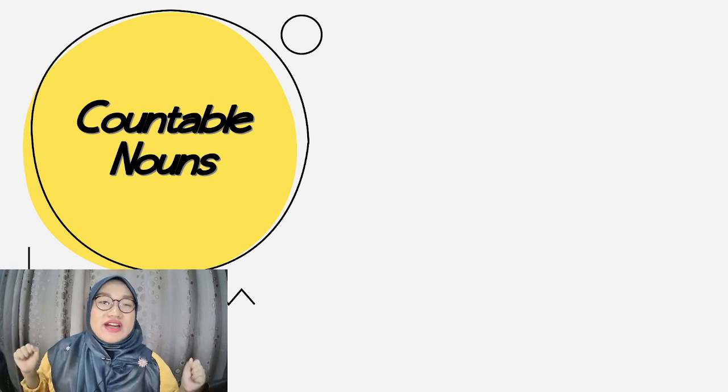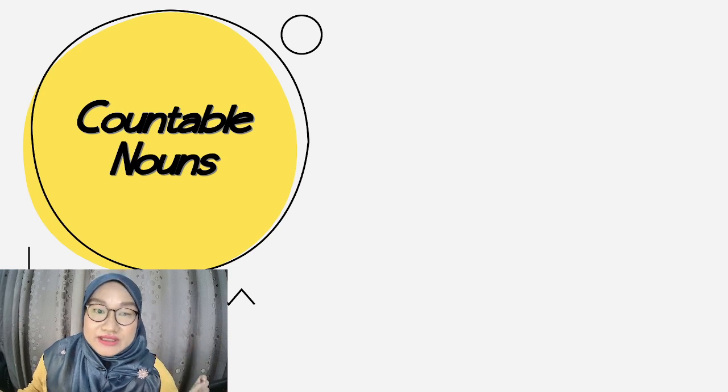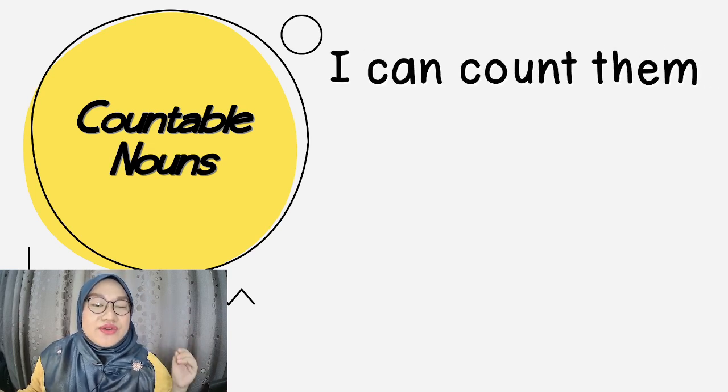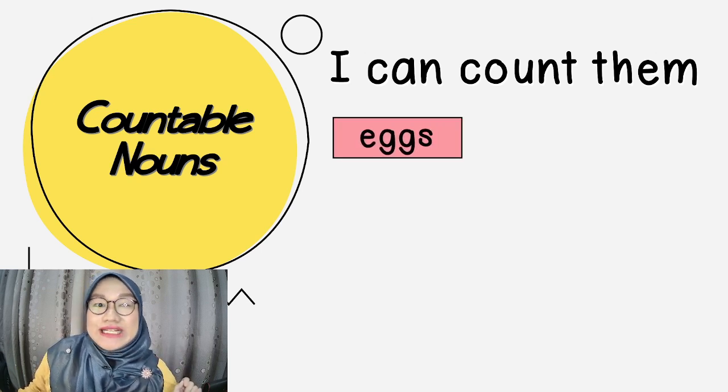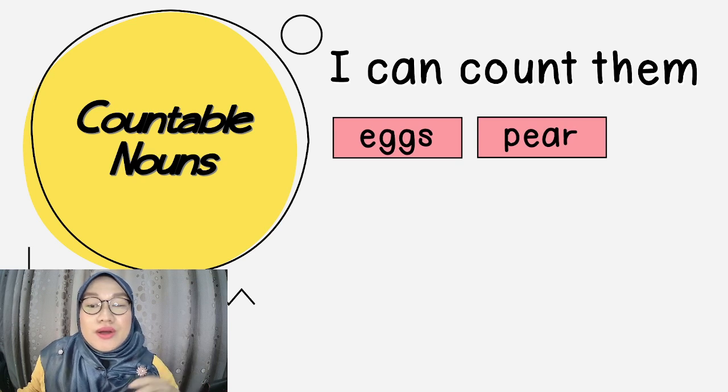Okay, let's try and find the first category, which is countable nouns. Okay, so I can count them. First one, eggs. Second one, pear.